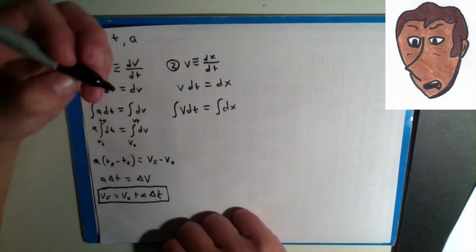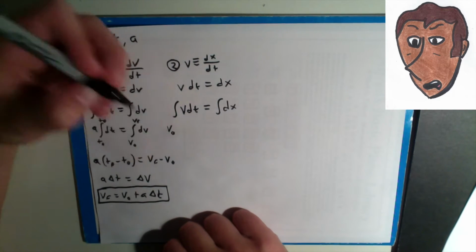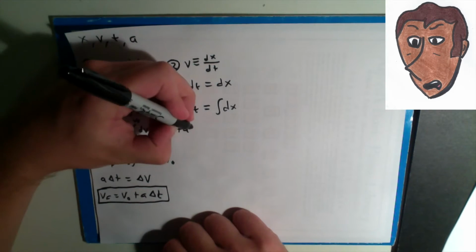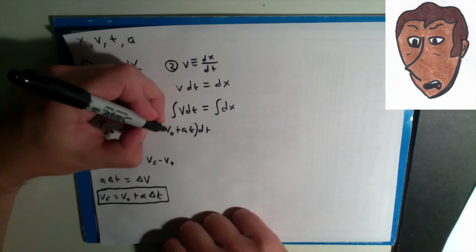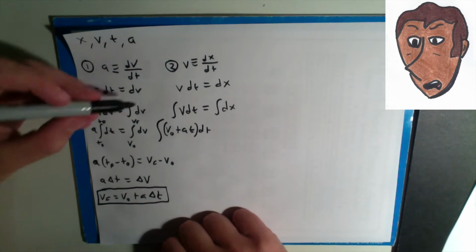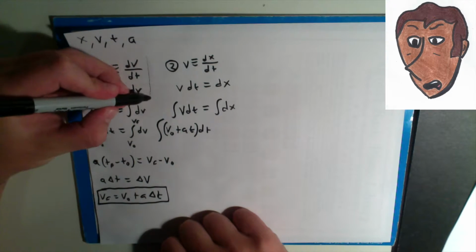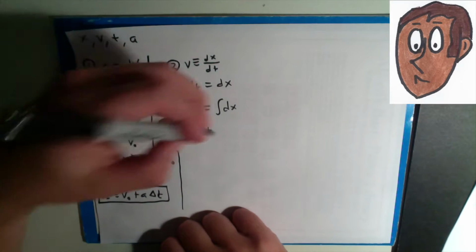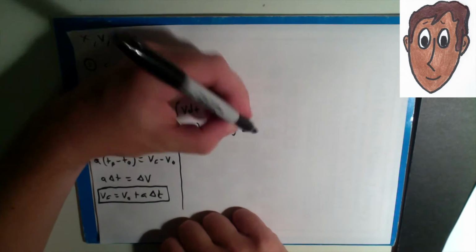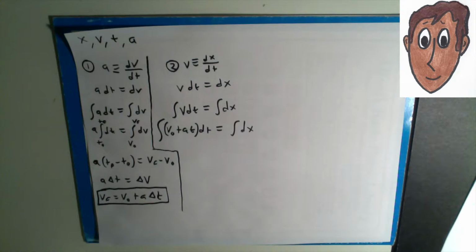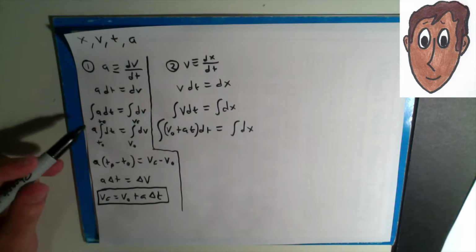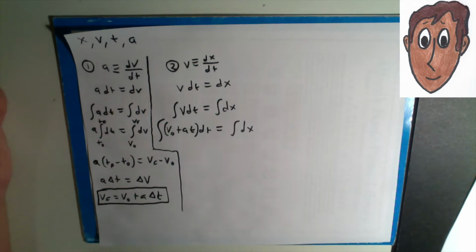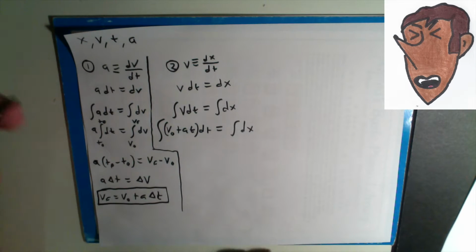So we'll plug it in. We have v naught plus a t dt. I'll separate these out. There we go. And of course that's equal to the integral with respect to x. And so we need limits again, and again, t naught, we can do t naught to t final or v naught to v final. I'm going to use, well, actually I will use those.